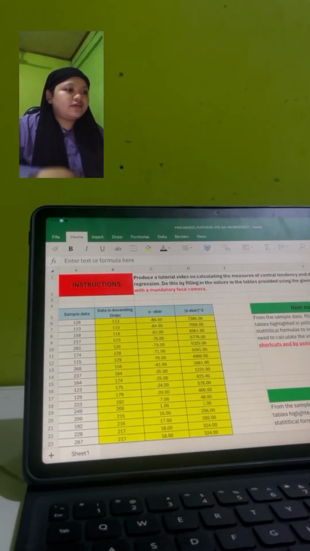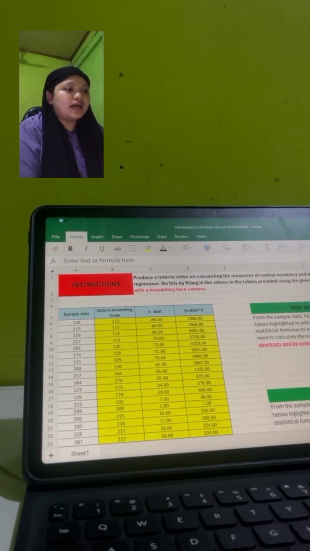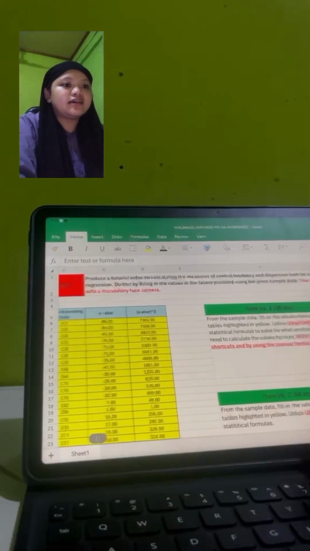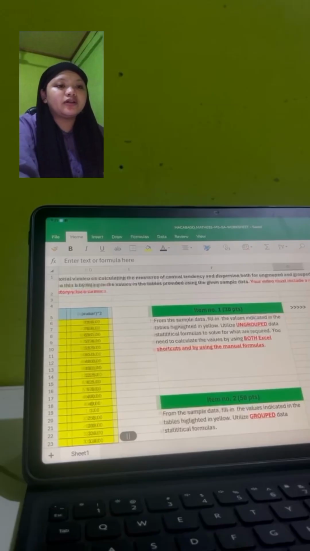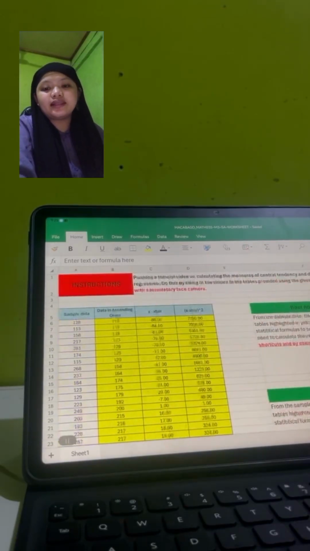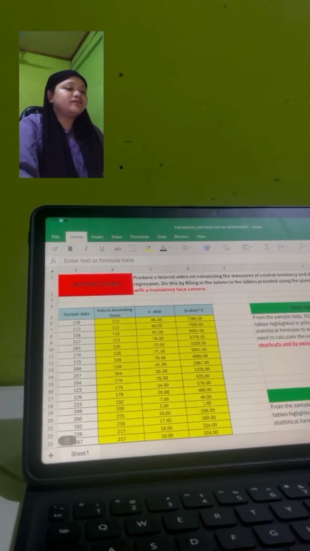So good evening everyone. I'm making a tutorial on how to calculate the measures of central tendency and dispersion, both for ungrouped and grouped data, as well as correlation and simple linear regression.